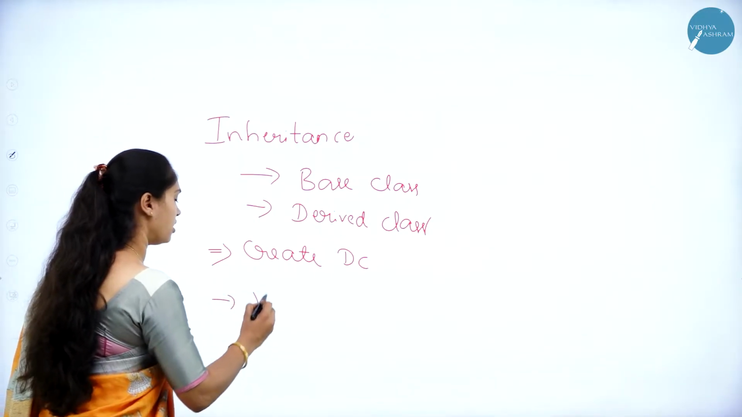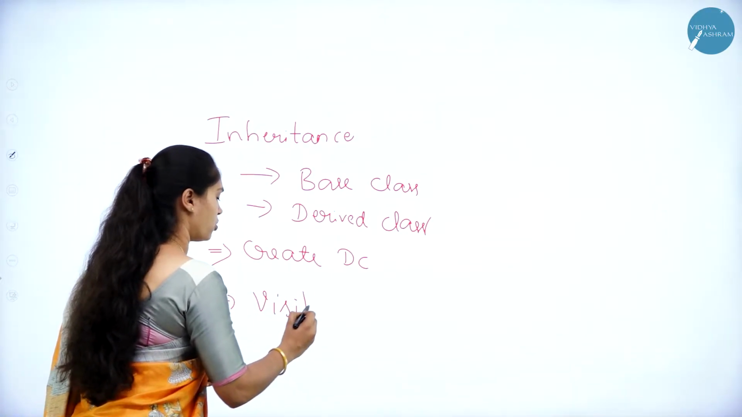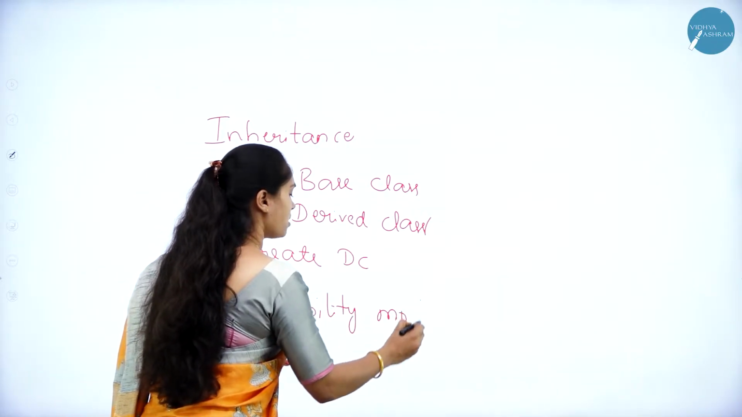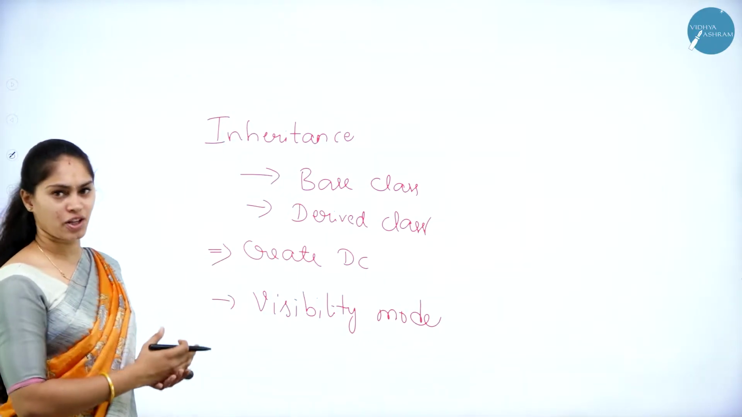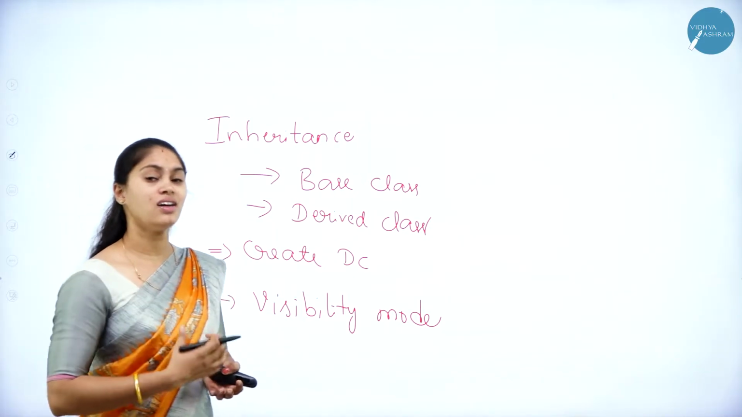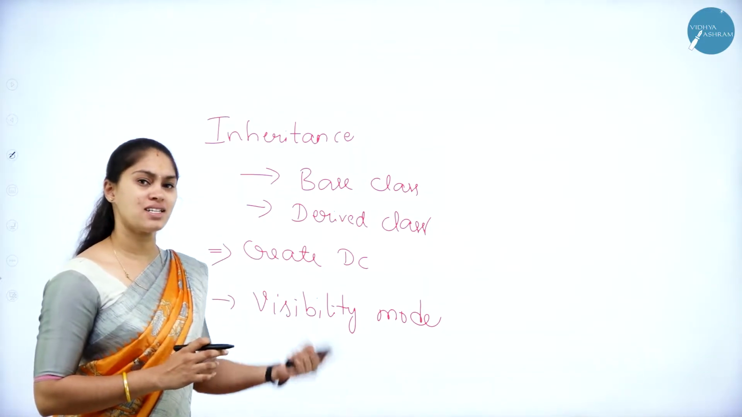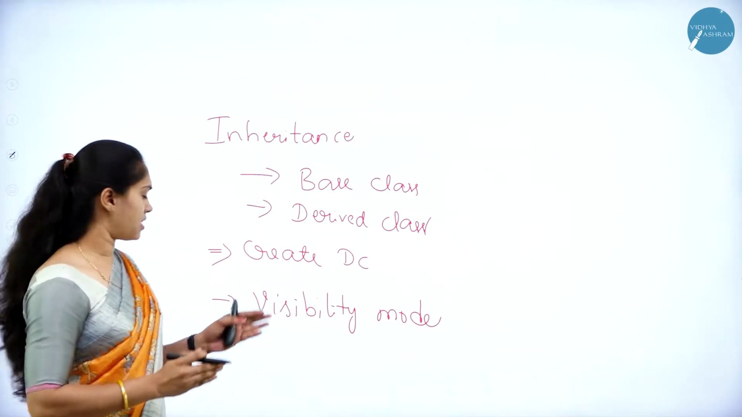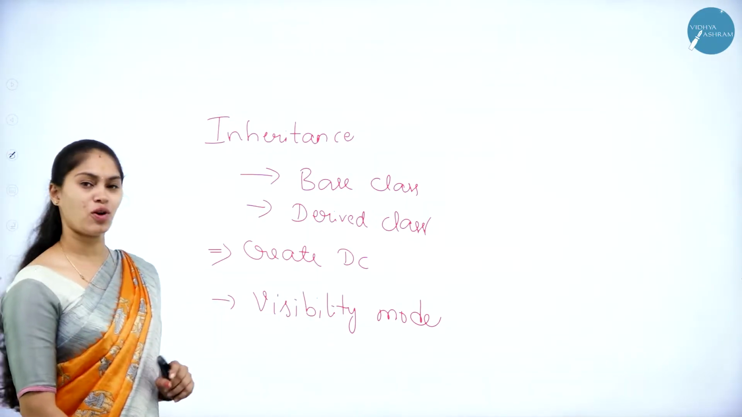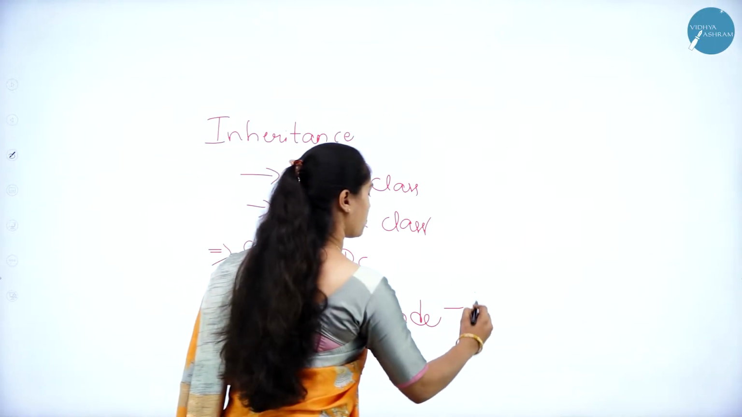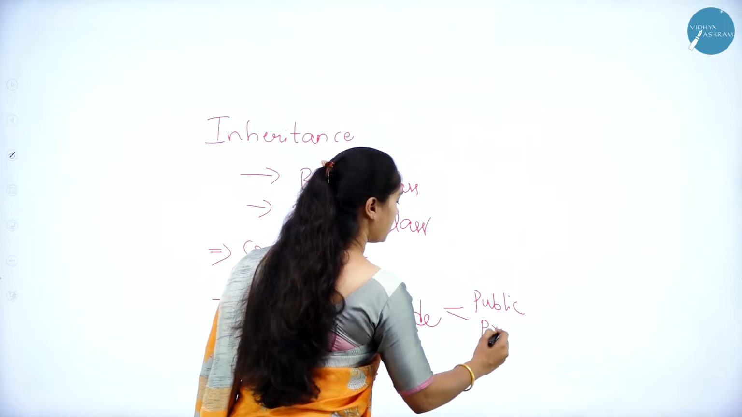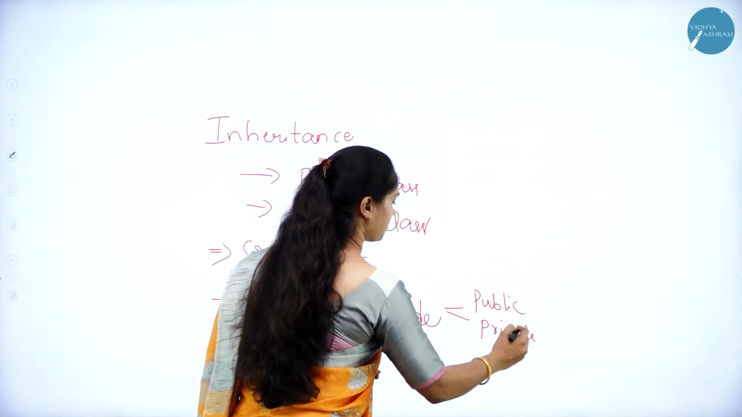After that we have to learn visibility mode, isn't it? Why is this visibility mode important? It provides security for the base class content to the derived class: what needs to be accessed in the derived class and what should not be accessed. That we are going to understand with a concept called visibility mode. In this we have public and private, and also a protected mode.